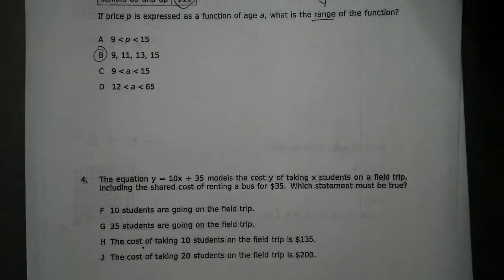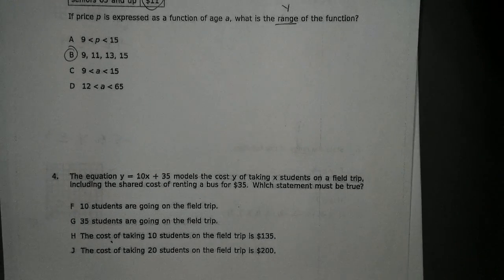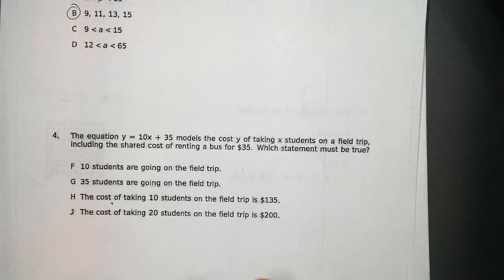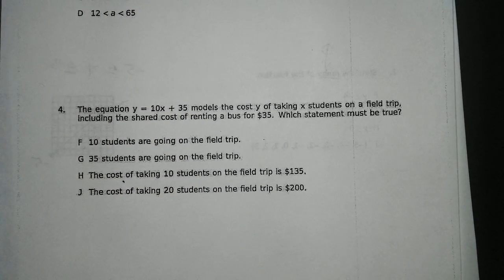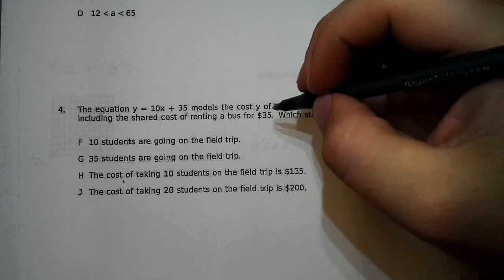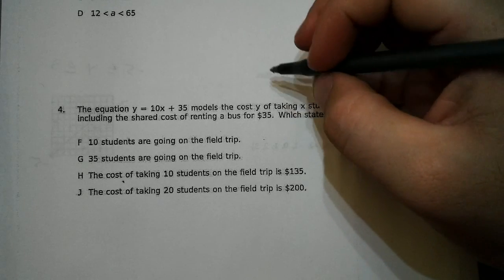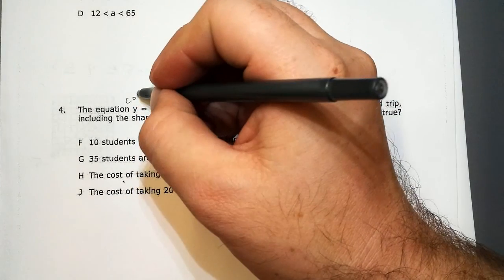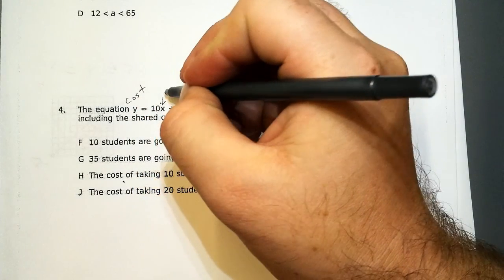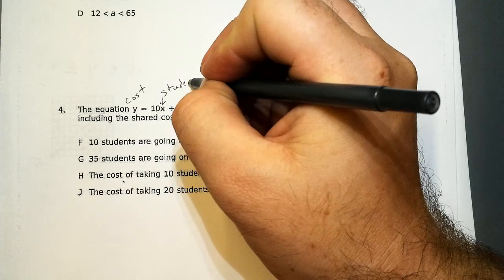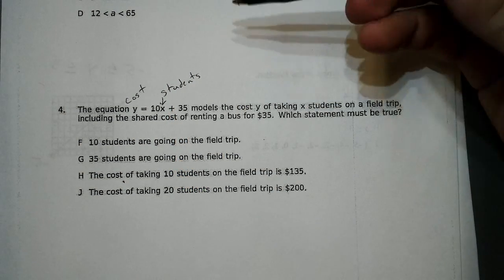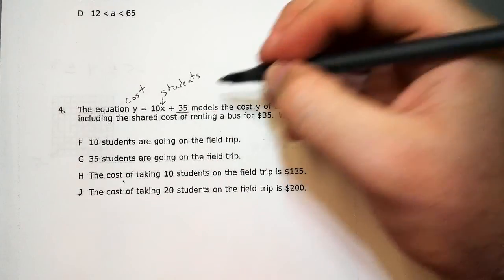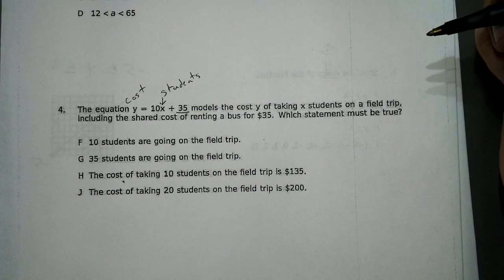Now, number 4. The equation y equals 10x plus 35 models the cost y of taking x students, so y is the cost, x is the students, on a field trip, including the shared cost of renting a bus, which is $35. Which statement must be true?